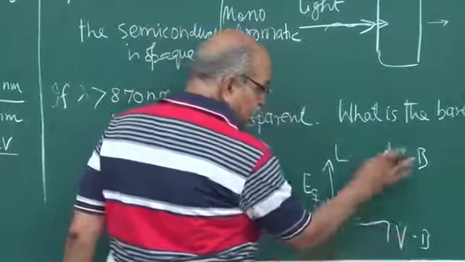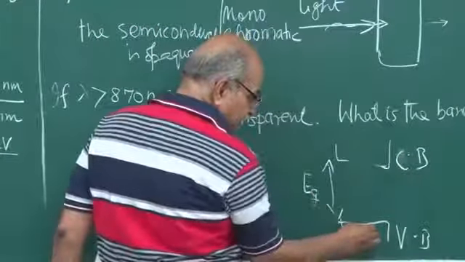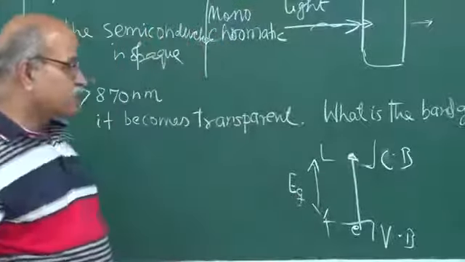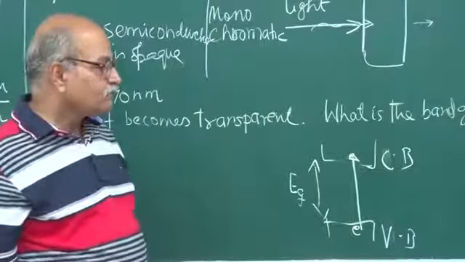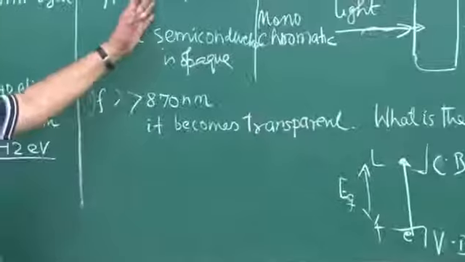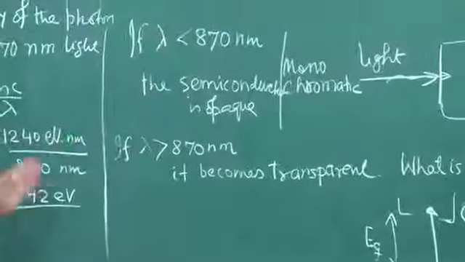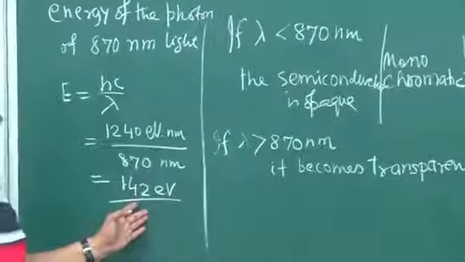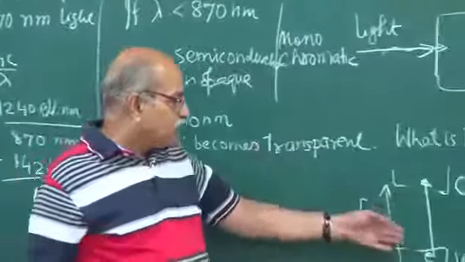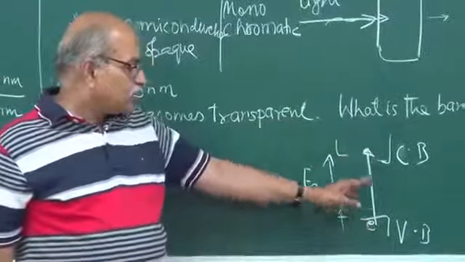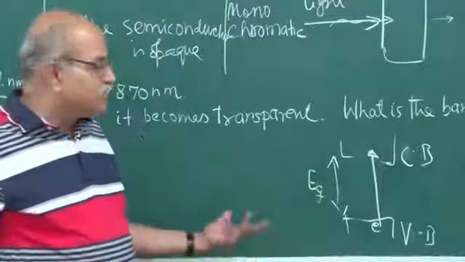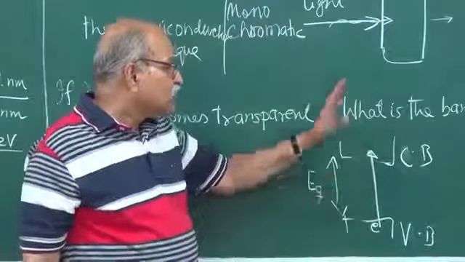from this valence band to this conduction band, right? And if the wavelength is still smaller, the photon energy is larger than 1.42 eV, then also this photon can get absorbed and this electron can go here, and some energy will be dissipated as thermal energy. So this process is possible.